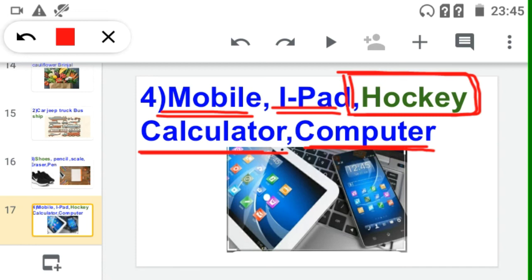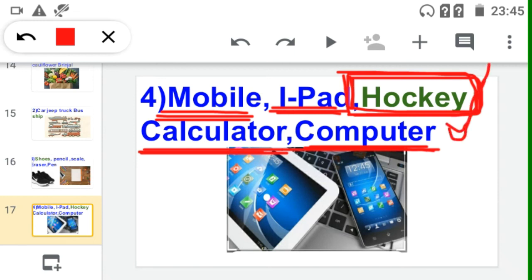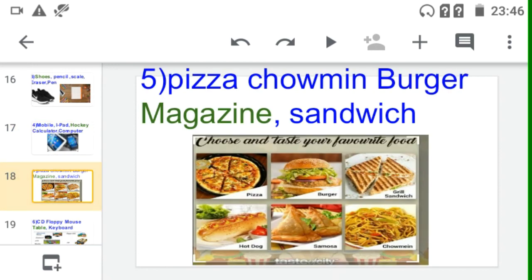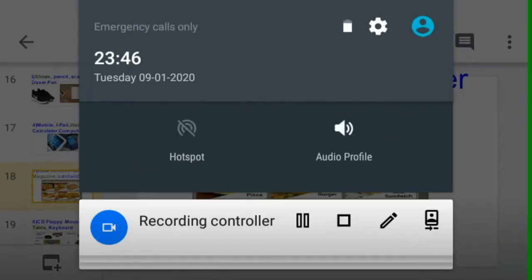No, hockey is not a machine. So that's why in the five things, hockey is the odd option. Means it is an odd thing from these four things. Correct now. So hockey is the odd one. Mobile, iPad, calculator, computer have the same function, but hockey does not have the same properties as compared to these four things. So that's why your answer is hockey. So now see in fifth question. See, first thing is a pizza.